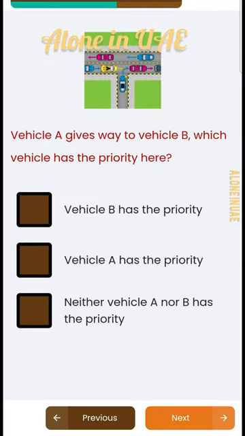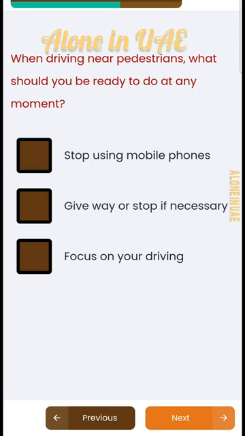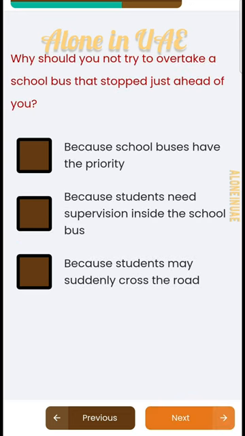Vehicle A gives way to vehicle B. Which vehicle has the priority here? Plan ahead if you are traveling somewhere that is not familiar to you. It helps. When driving near pedestrians, what should you be ready to do at any moment? Why should you not try to overtake a school bus that stopped just ahead of you?